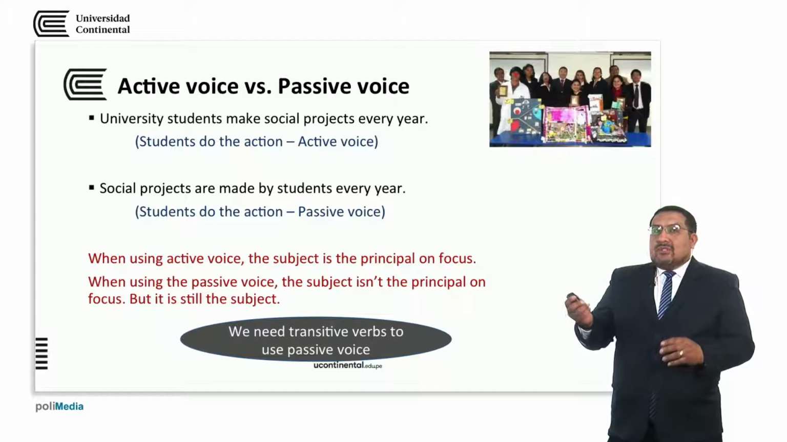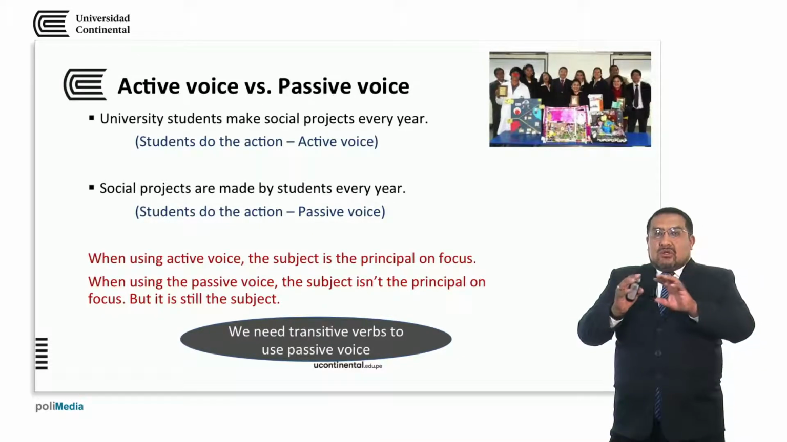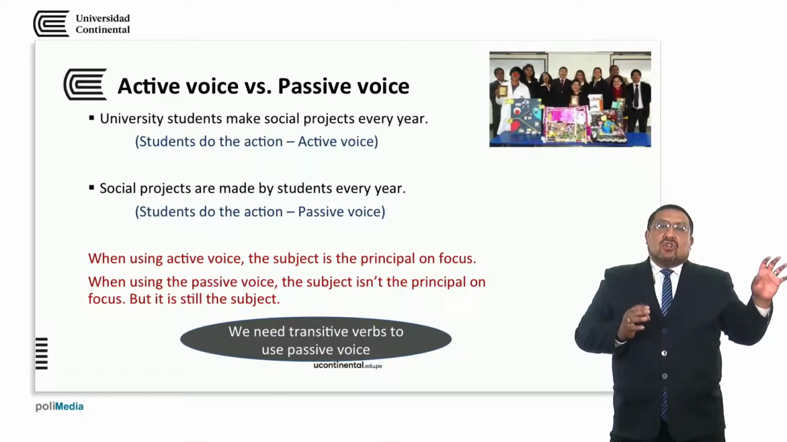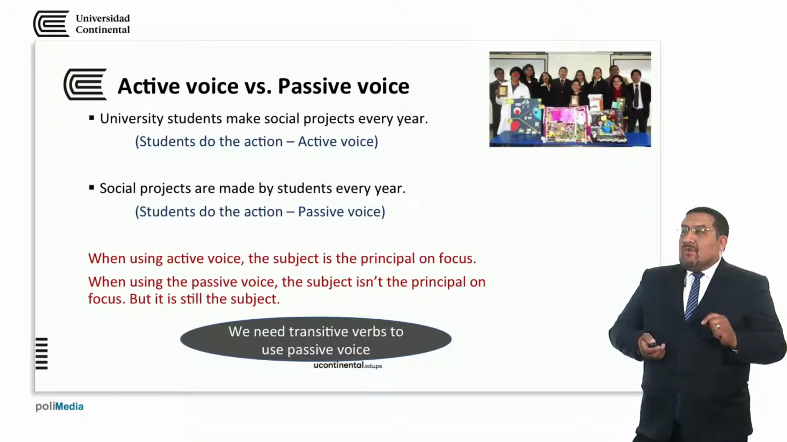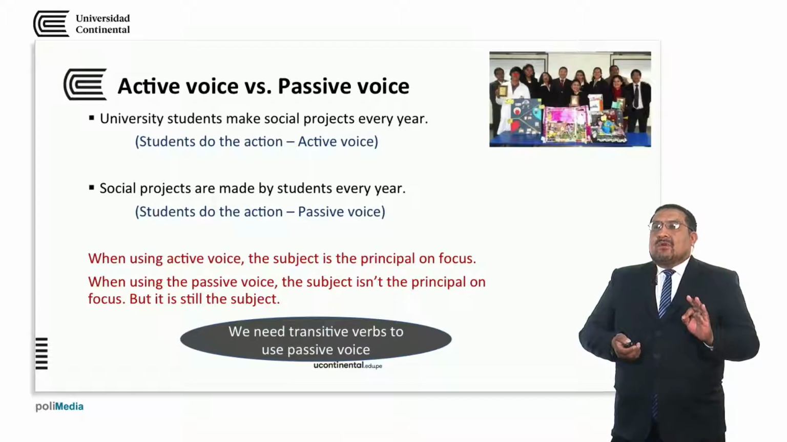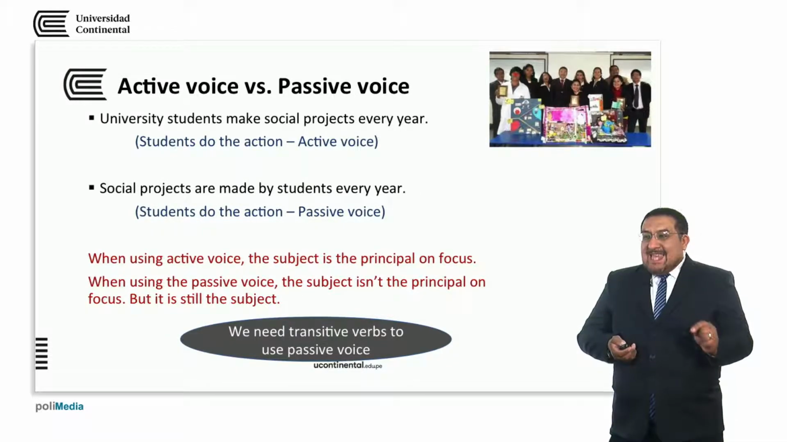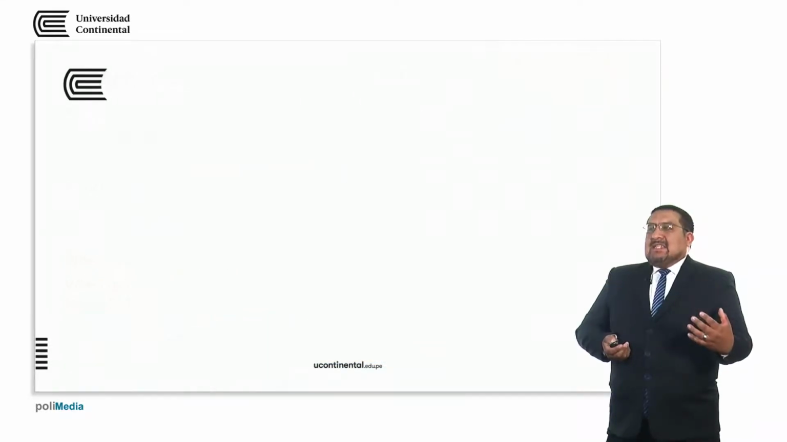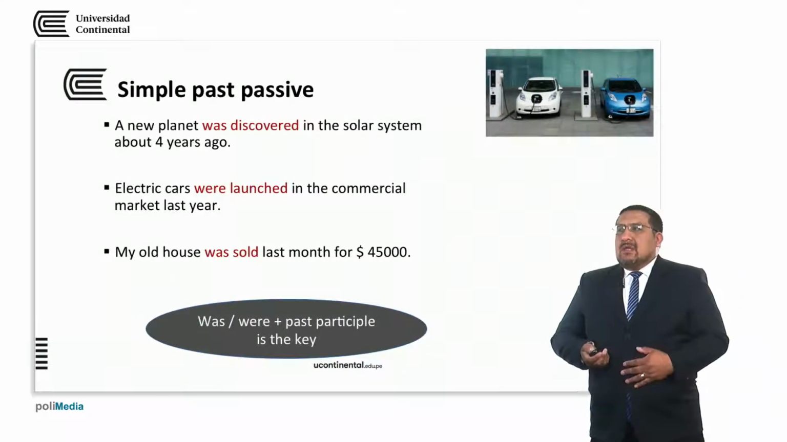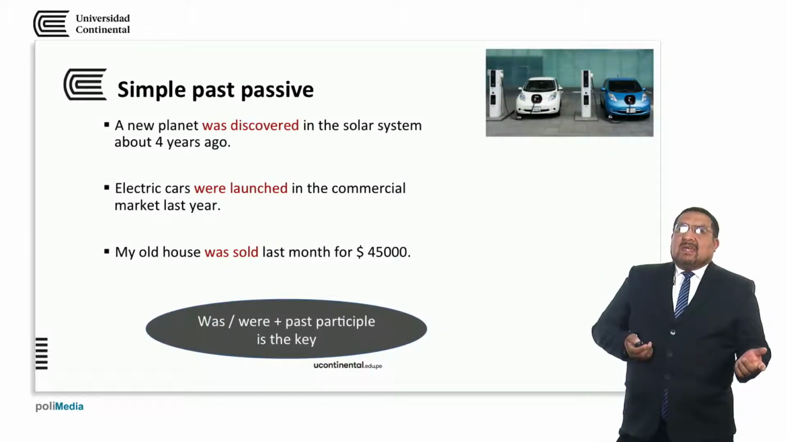But the passive voice has these characteristics. You change your focus of attention to the object of the sentence. So, when using active voice, the subject is the principal focus. But when using the passive voice, the subject is not the principal focus, but it continues to be the subject. It doesn't stop being the subject. So, let's get some analysis on this. How to use the simple past passive.